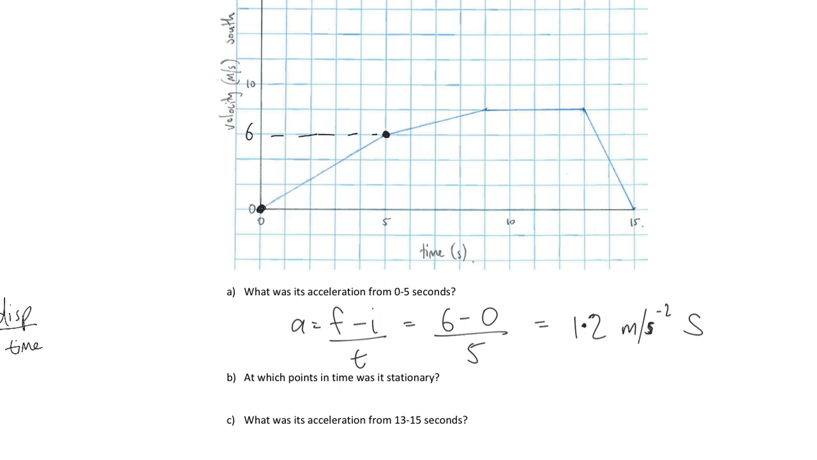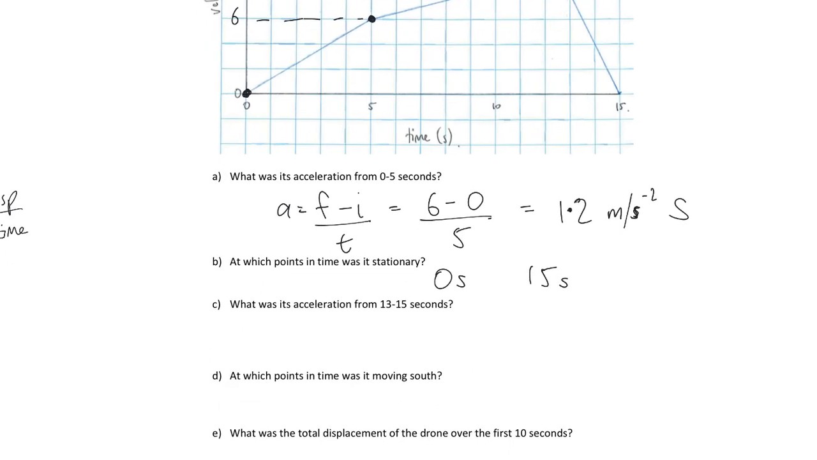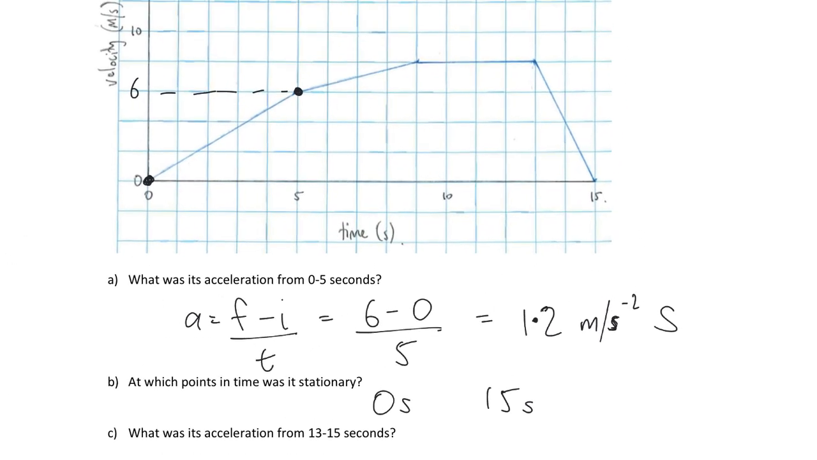So remember, this is a velocity time graph. If it's a velocity time graph, it's stationary when it reaches the x-axis. So it's at 0 seconds and at 15 seconds. Right? What was this acceleration between 13 and 15 seconds?